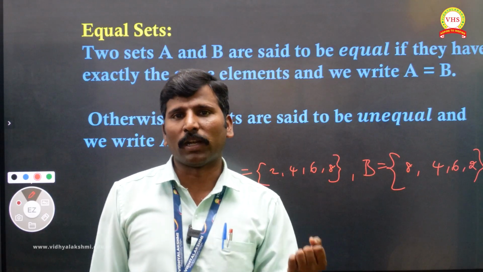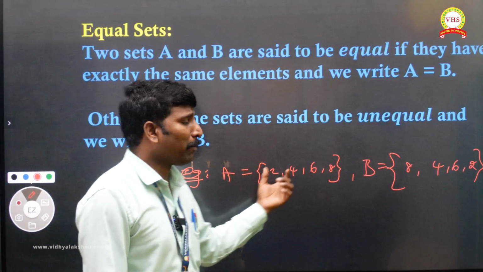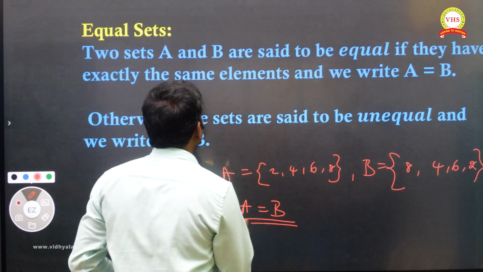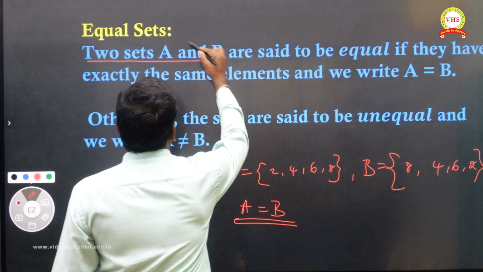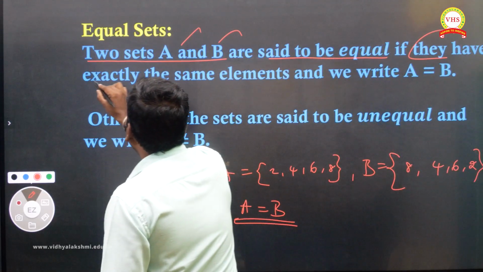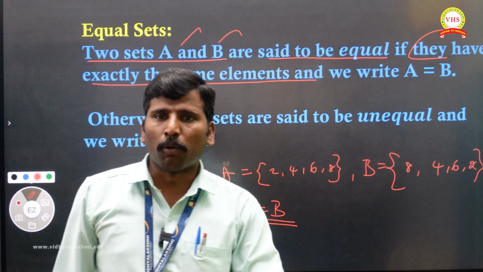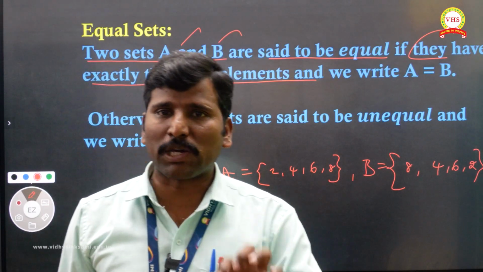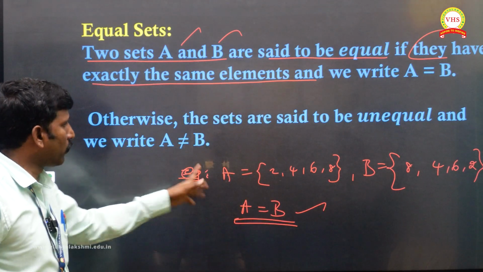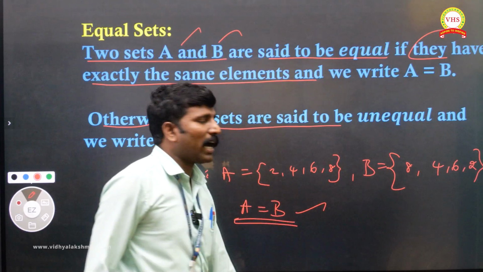And this is called an equal set. If you have the same elements in both the sets, we can say they are equal sets. What they are telling: two sets A and B are said to be equal if they have exactly the same elements in both the sets. That is called the equal set. We can write that as A equal to B. Otherwise the sets are said to be unequal.